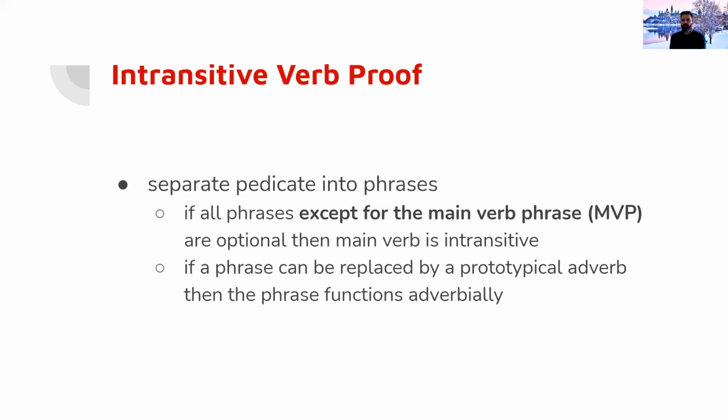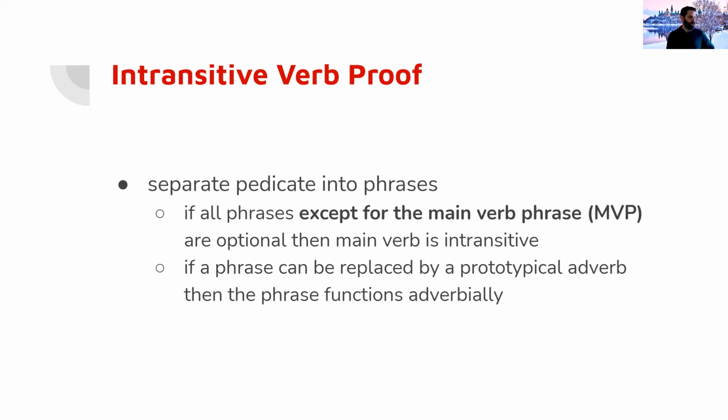So when we're working with intransitive verbs, if we want to identify whether this is an intransitive verb sentence, separate the predicate into phrases. If all the phrases except for the main verb phrase are optional, then this is an intransitive verb. It doesn't need these other components. You could also think: if this phrase can be replaced by a prototypical adverb, then the phrase is functioning adverbially.